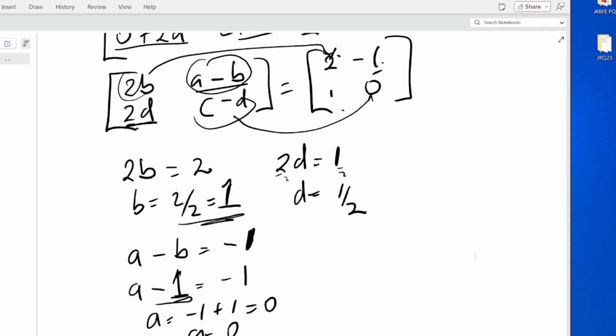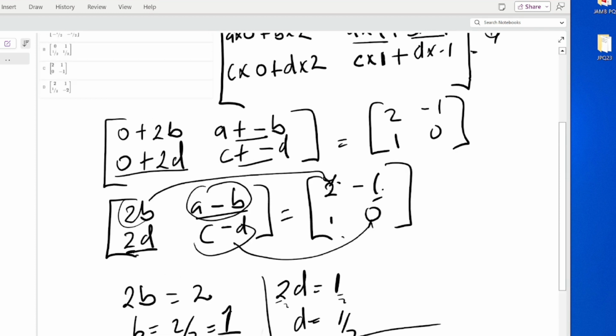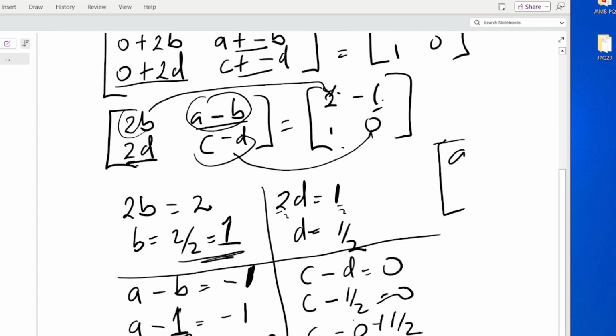Then we take the last part, which is bottom right. We have c minus d is equal to 0. We know the value of our d is half, so c minus half equals 0. Then c is 0, the minus half crosses the equal sign, turns to plus half. C is half.